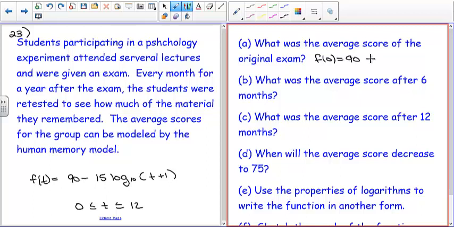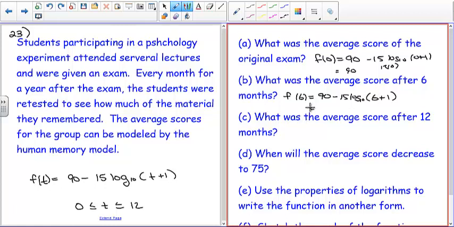And that's because you'll have negative 15 times the log base 10 of 0 plus 1. The log base 10 of 1 is 0, so you get 15 times 0. So ultimately it's 90. So after 6 months, we have to plug 6 into there. Okay, so we're going to evaluate the function at 6. So you'll have 90 minus 15 times log base 10 of 6 plus 1. So let's go ahead and just plug that in our calculator.